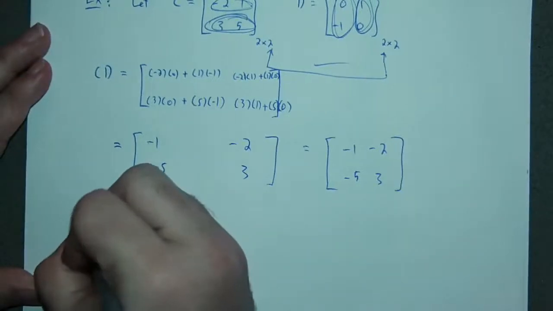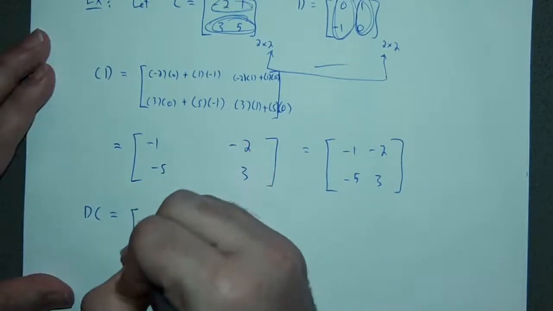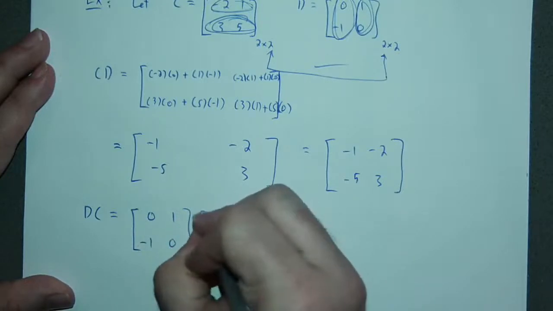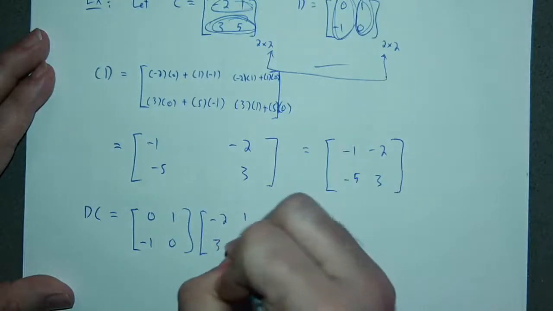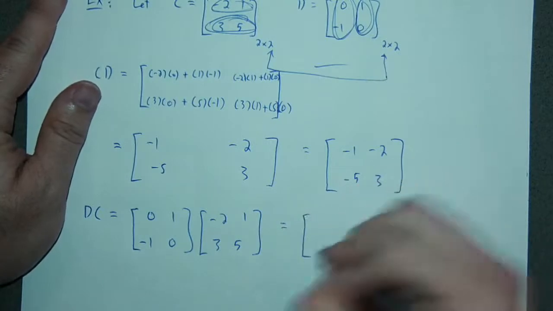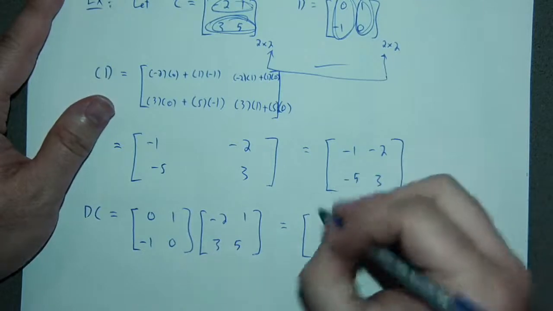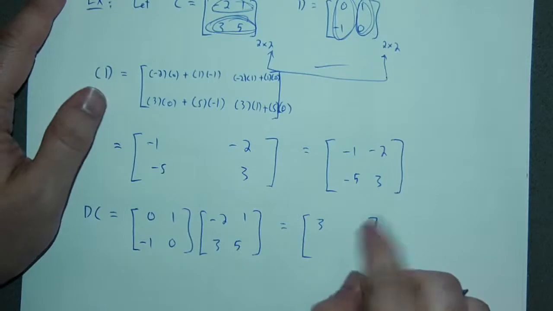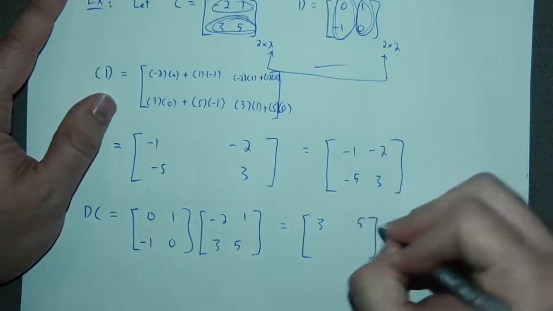Let's do D times C, since both of these are defined here. Okay, so D is 0, 1, minus 1, 0, and C is minus 2, 1, 3, 5. Just rewriting them since I made a mess of these. Okay, so I'm just going to quickly compute these. So in this slot, this is 0 plus 3, so that's 3. And this slot, so this is first row, second column. So this is 0 times 1 plus 1 times 5, so that's 5.